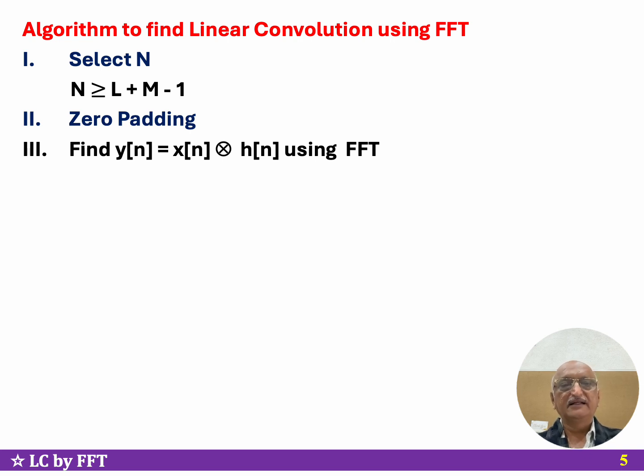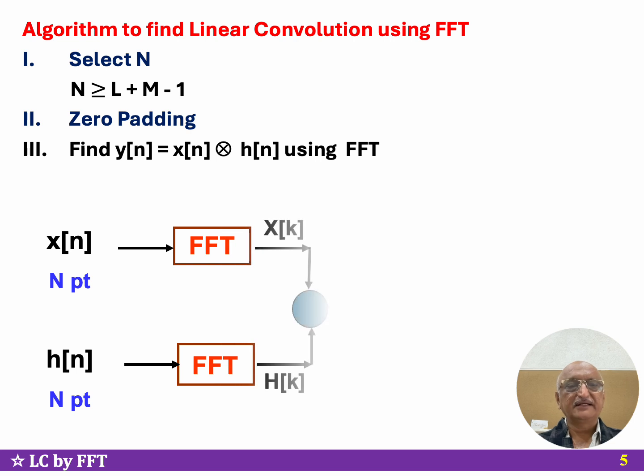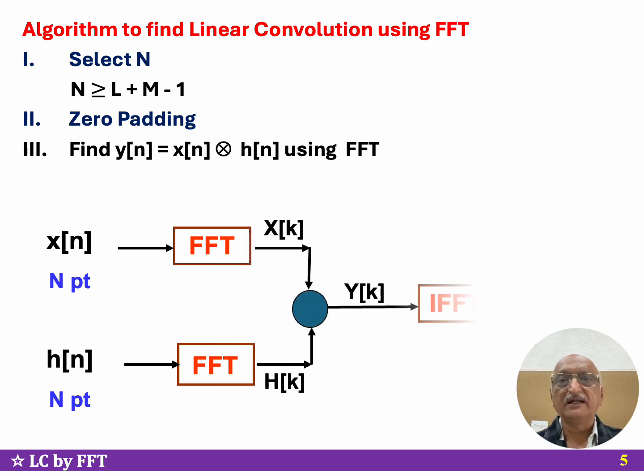And then we find y of n, that is linear convolution of x of n with h of n, by the FFT algorithm. So this is a 4-step procedure. First step, we have to find FFT of x of n, we get X of k. Then we find FFT of h of n, and we get H of k. Then we multiply X of k with H of k, one-to-one values, we get the resultant Y of k, and by inverse FFT we get the required y of n.